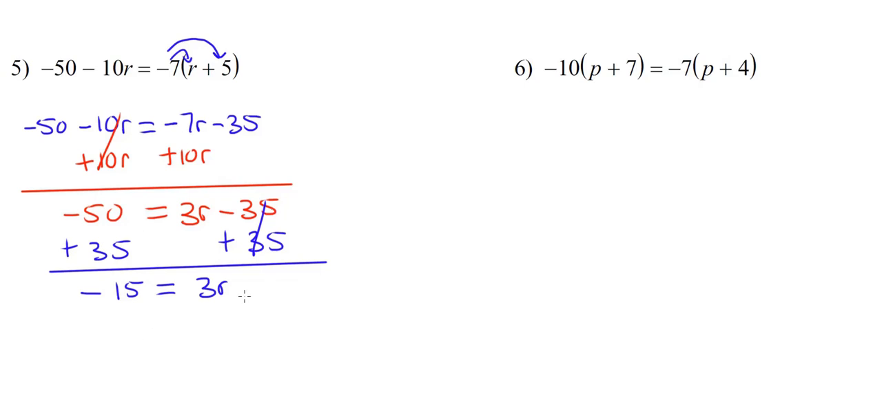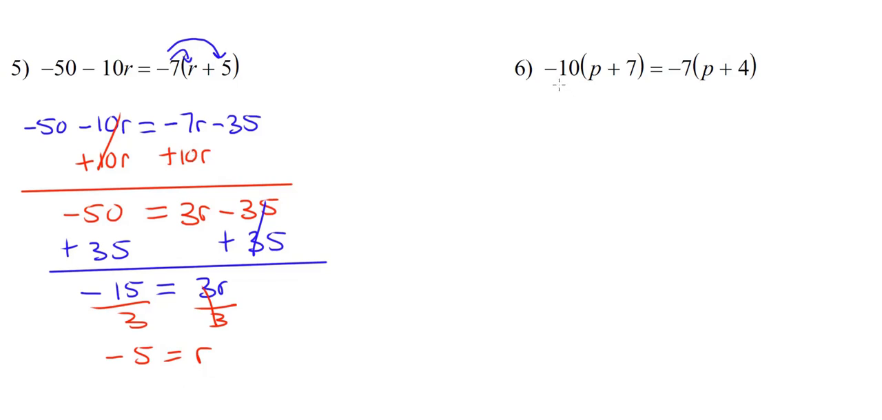And then finally, we need to divide both sides by 3 to get rid of this 3 here. Divide both sides by 3. On the right, the 3's cancel out, leaving us with r. And on the left, negative 15 divided by 3 is negative 5. So our answer is r equals negative 5.